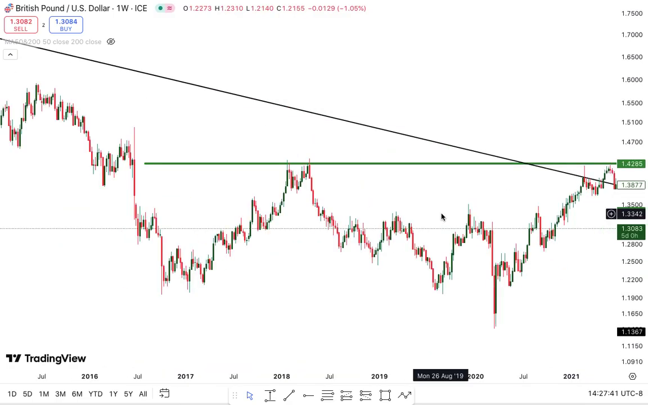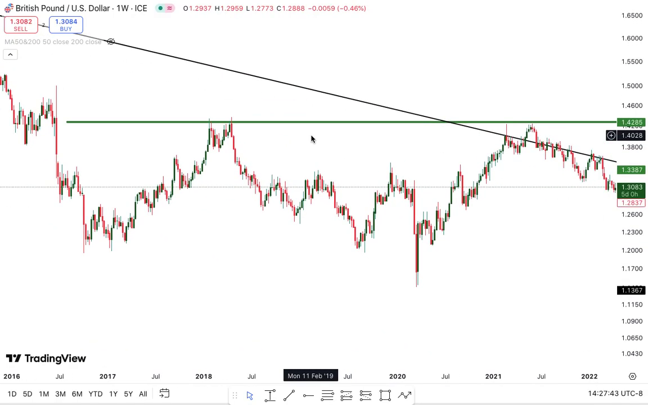So on the weekly time frame, you look for two things: chart patterns and your major levels. All right, so these are the major levels. I'll say it again: on the weekly time frame, you look for chart patterns and your major levels.